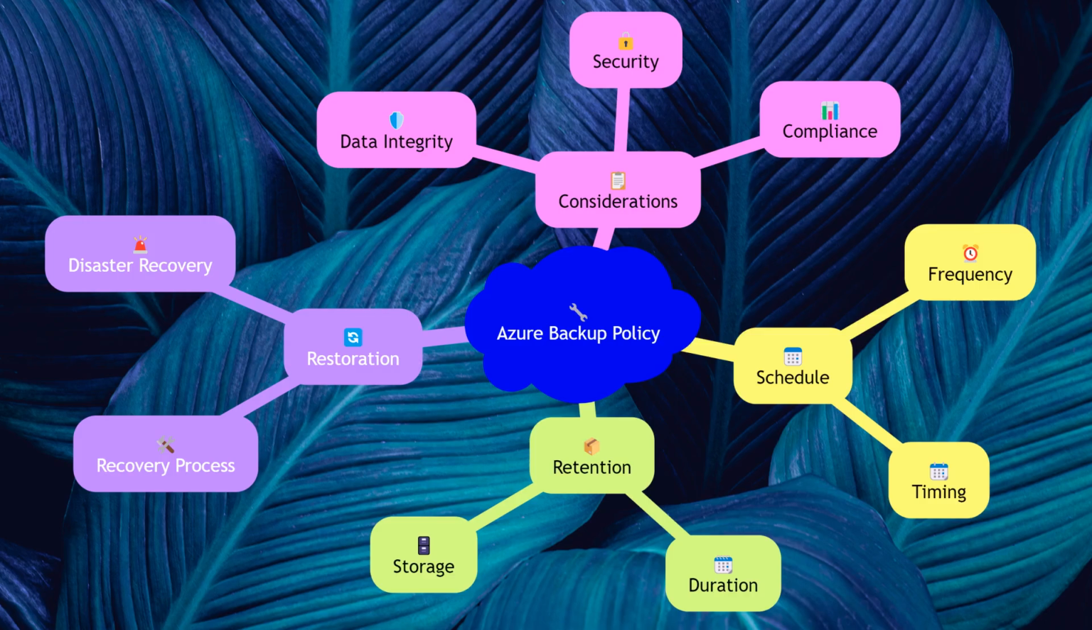In the realm of Azure Resource Management, creating and configuring a backup policy is crucial for ensuring data integrity and availability. A backup policy defines the schedule and retention of backups, ensuring that data can be restored in case of accidental deletion, corruption, or disaster. This presentation will guide you through the essential steps and considerations for setting up an effective backup policy in Azure, tailored to meet the needs of your organization.